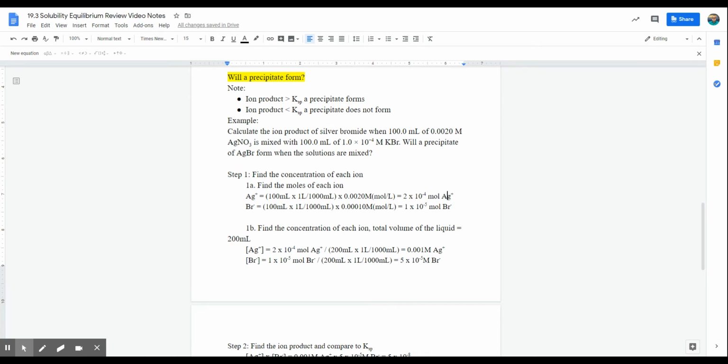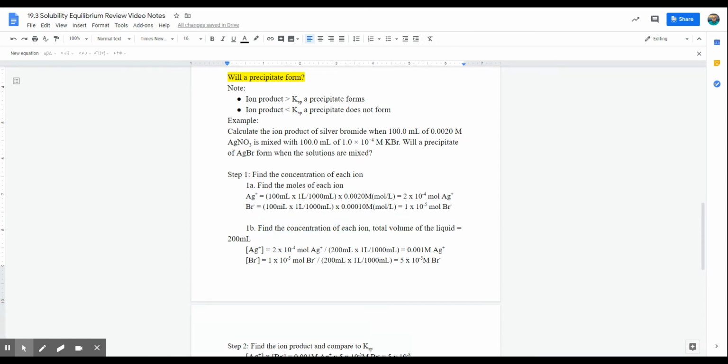So you follow that same process for the bromide ion. So 100 milliliters is of 0.0001 molar. I just converted it to a decimal. And that gives you 1 times 10 to the negative 5 moles of bromide. So now that you've done this calculation to find the number of moles, that's step 1A. 1B, now we're going to actually find the concentration.